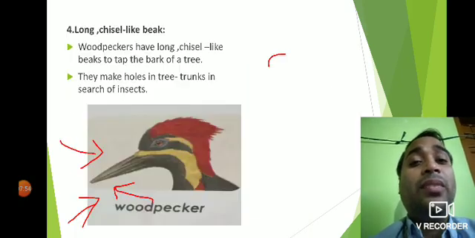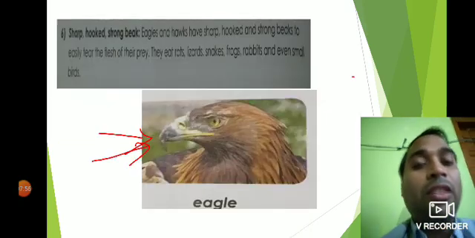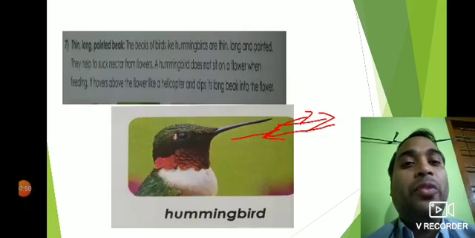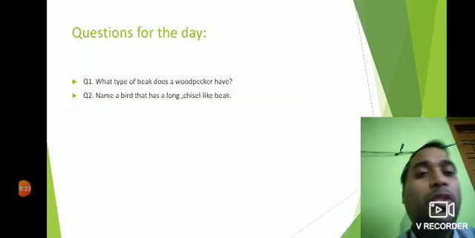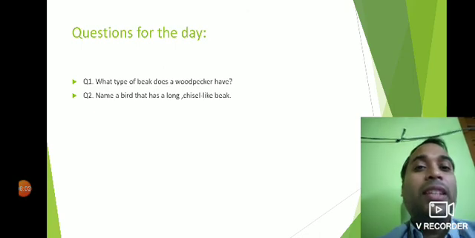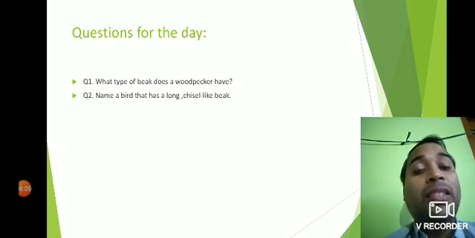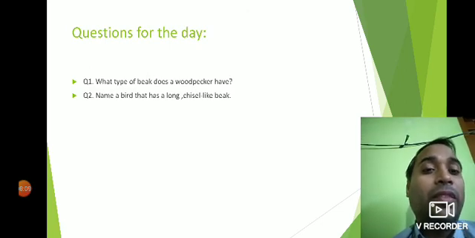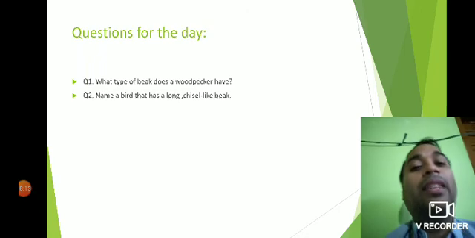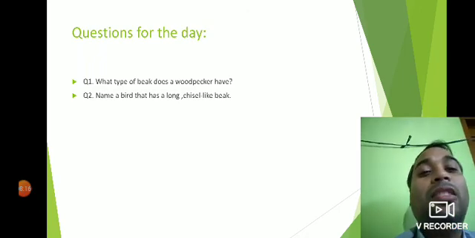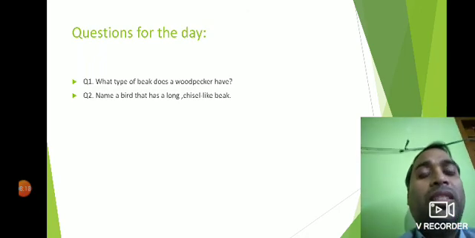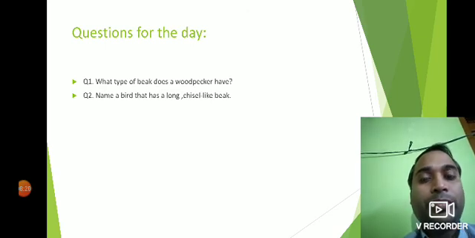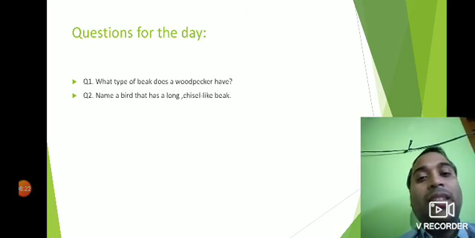In the next class we will discuss the types of feet of different birds. Before we end, here are questions for the day. What type of beak does a woodpecker have? Just reflect on the diagrams we have covered, the pictures you have seen, and then give the answer. The second question: name a bird that has a long chisel-like beak. Please try to answer these two questions, and we will discuss the answers in the next class.